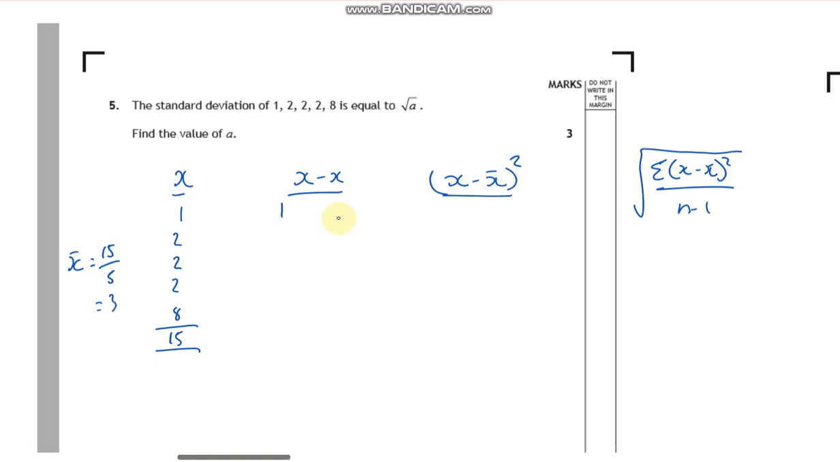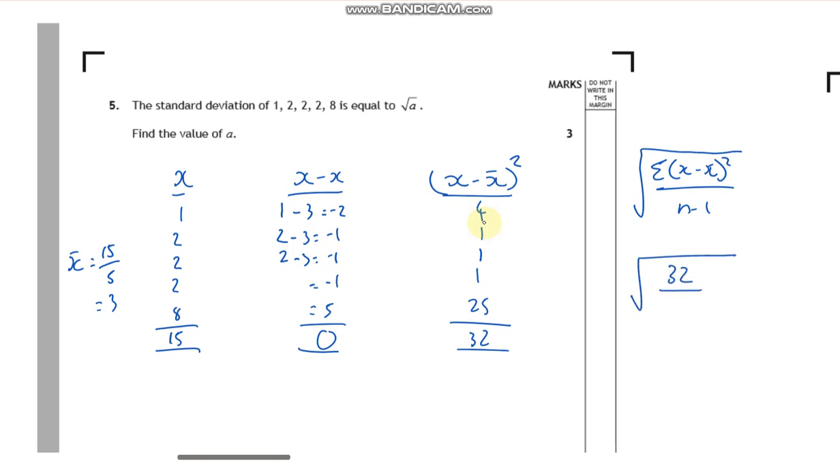So here I'm doing 1, take away 3, so that's negative 2, 2, take away 3, negative 1, 2, take away 3, so that's negative 1, negative 1, and 8 take away 3 for 5. A wee check to make sure you're doing it right, that should all add up to 0, which it looks like it does, and then we're squaring the numbers, so it should be positive numbers all the way here. So 25, what's that, 32. So I'm saying then that the square root of 32 divided by 4 is my standard deviation. 32 divided by 4 is 8. So root 8 is my final answer. So A is equal to 8.